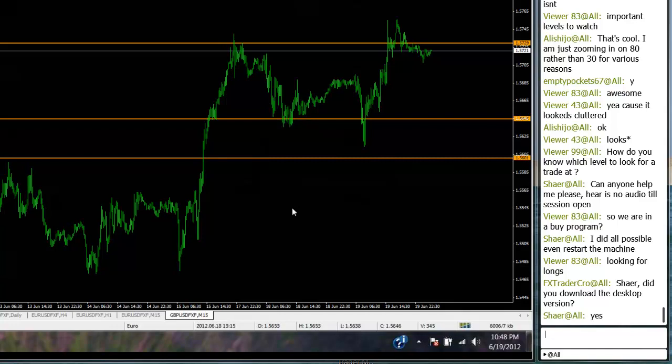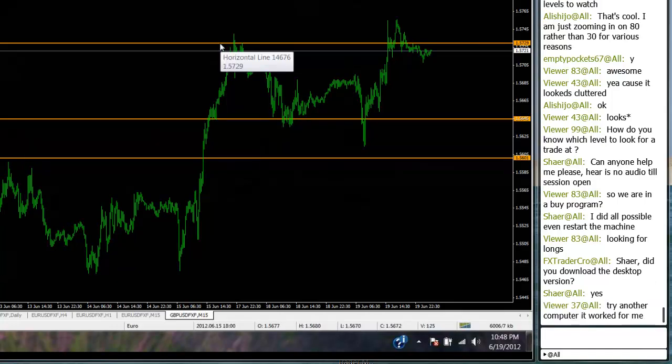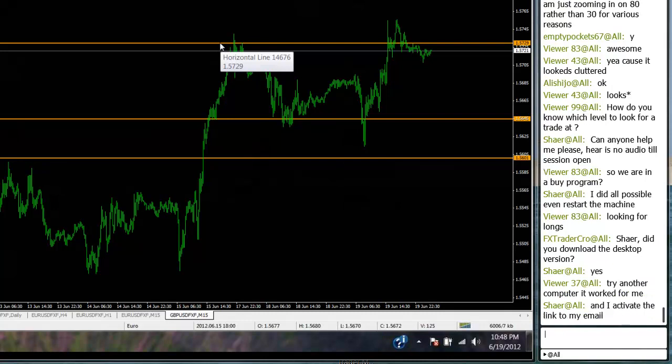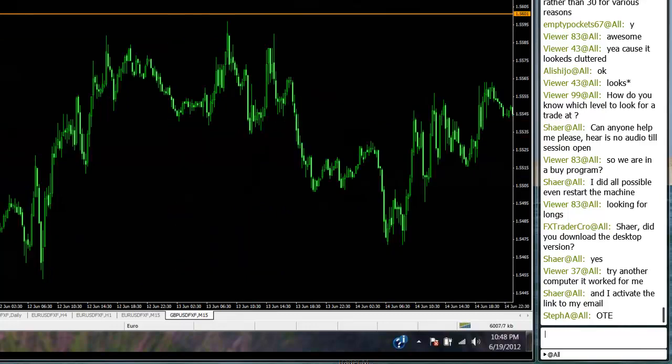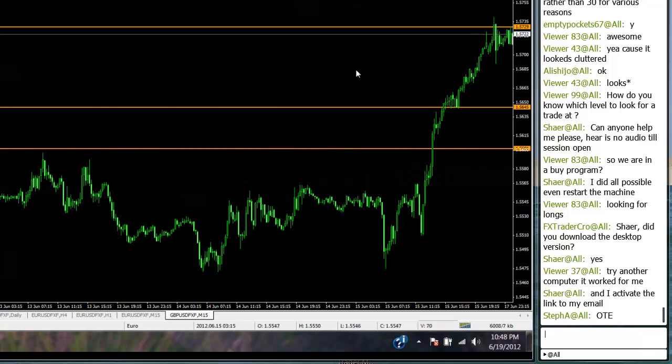All right, here's a high. This is the 157.30 level. So price ran up, hit that high, came down, came back up. What's formed here? Okay, so the question is how do you know what level to look for a trade at? Okay, well, when do we trade? Let's start there. When do we trade?